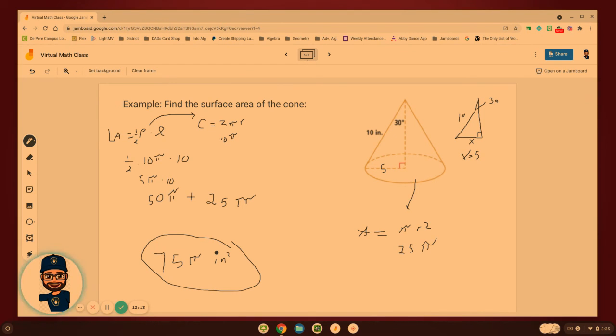Surface area is all about finding the total area of all of the different faces.